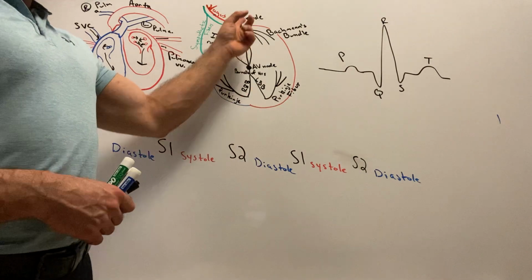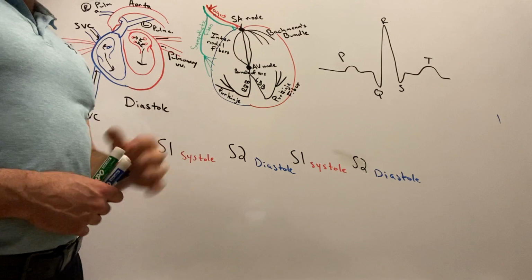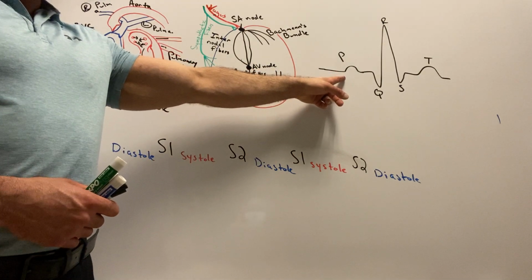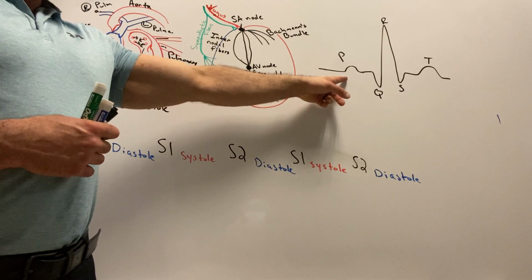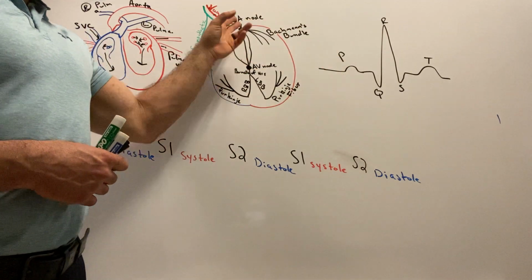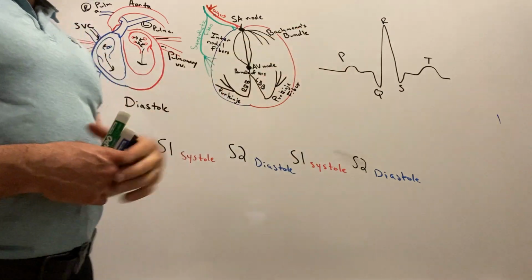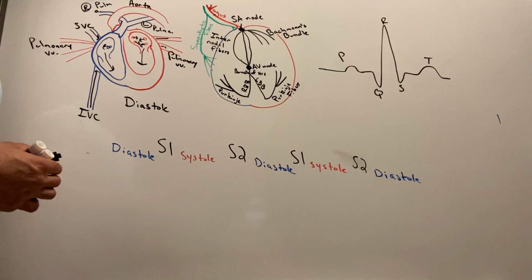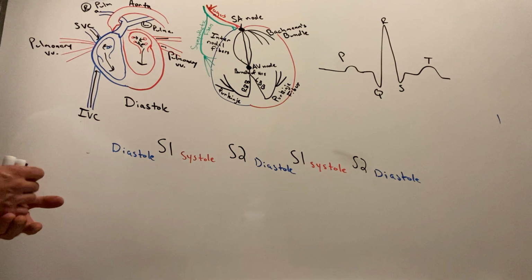When they depolarize through this part of the intrinsic conduction system, that is depicted by the P wave on a very basic EKG. So electrodes on the chest wall, they pick up the electrical activity through this system, and it's going to be a little P wave. Okay, so that's depicting atrial depolarization. So the P wave is atrial depolarization.